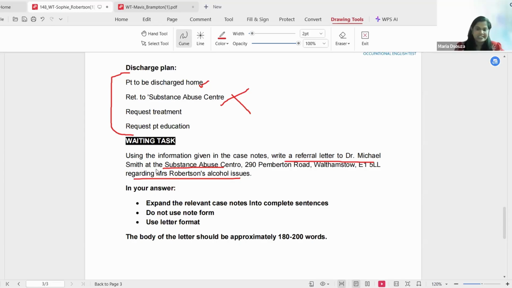Understood? Is it clear? So if the name comes, we have to write yours sincerely. If the name is given, you write yours sincerely. If the name is not given, it is yours faithfully. Yes, ma'am. All right.